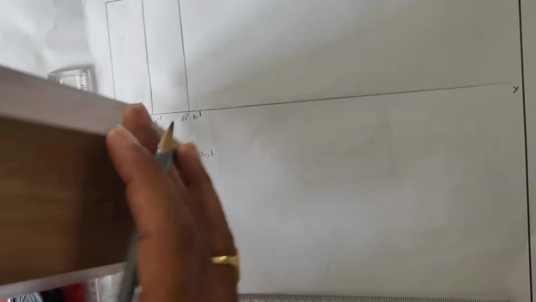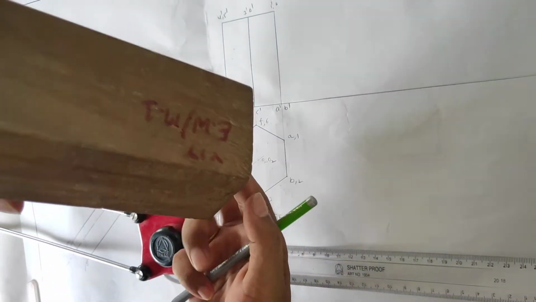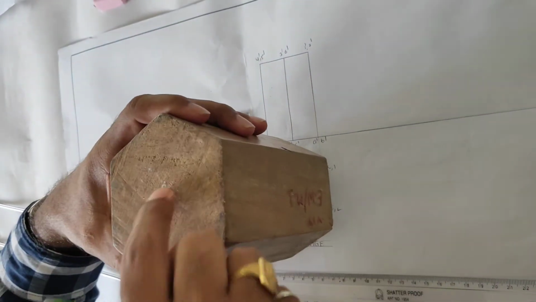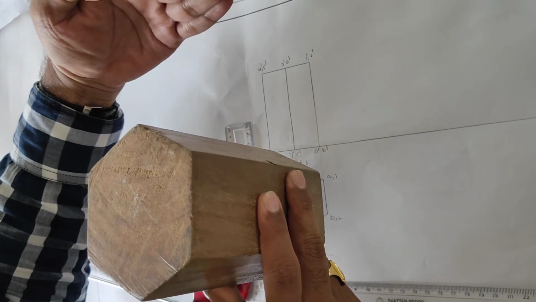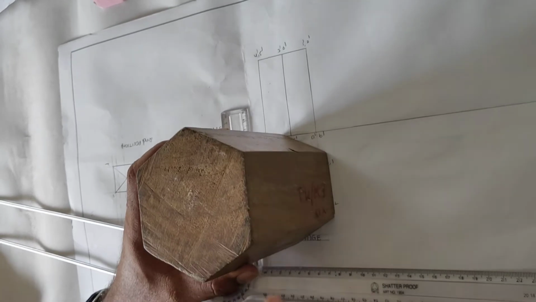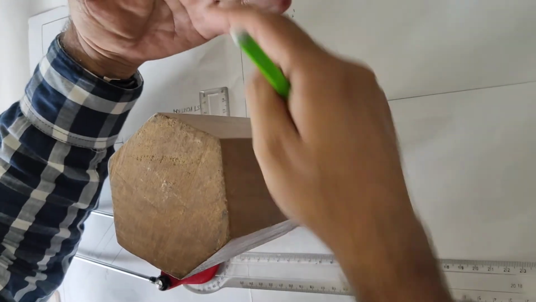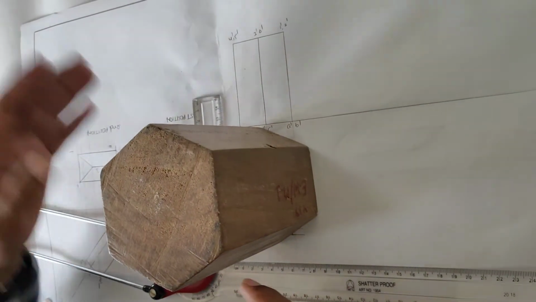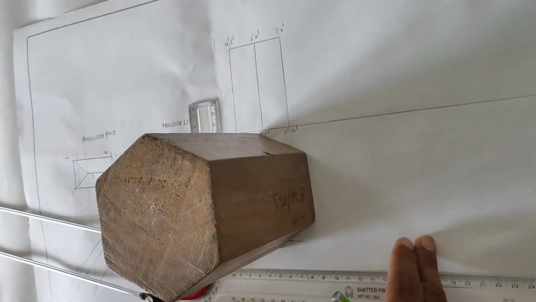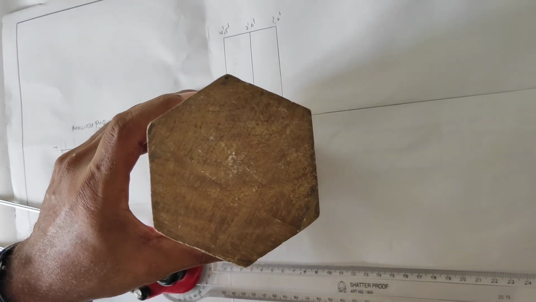See the particular prism, the hexagonal prism. The axis is an imaginary line. If it is a vertical plane, the axis is parallel to the vertical plane, but in the problem it will be given that the axis is perpendicular to the horizontal plane and parallel to the vertical plane. But in the problem it will be given that it is making an angle of 45 degrees to the horizontal plane.